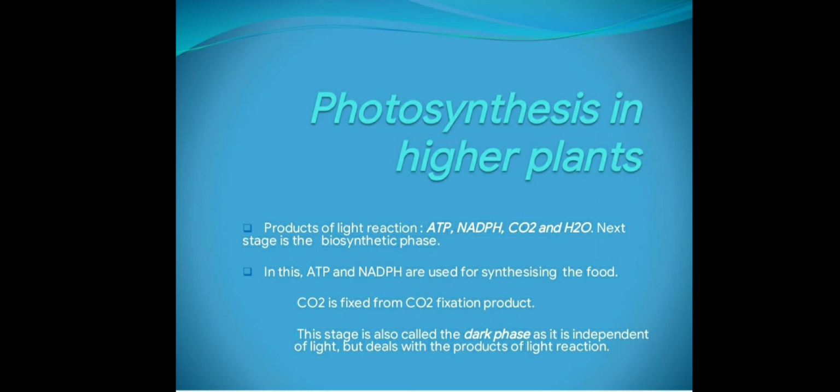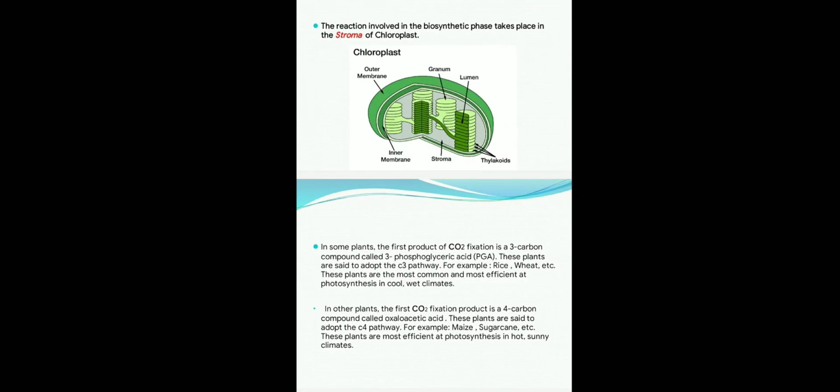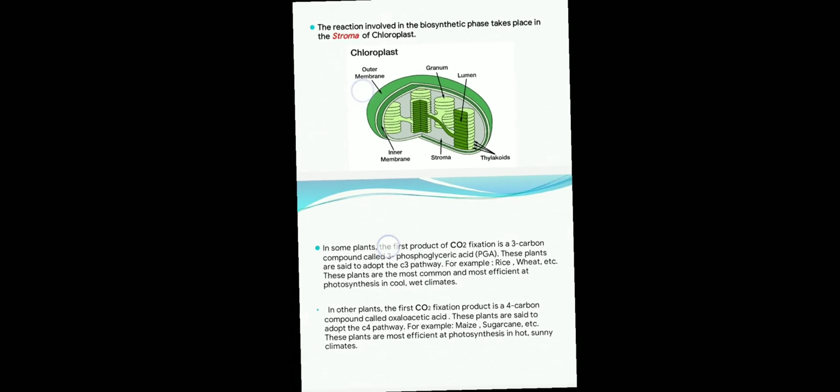Here you can see on the slide the products of the light reaction, ATP and NADPH. These ATP and NADPH are used for the synthesis of food. So this process is called the biosynthetic phase, or it occurs in the dark, so it is called the dark reaction. This dark phase does not depend on the light, but the products which are formed during the light are used in this biosynthetic phase. The second important part is the dark reaction. Where does it occur? The dark reaction occurs in the stroma of the chloroplast.